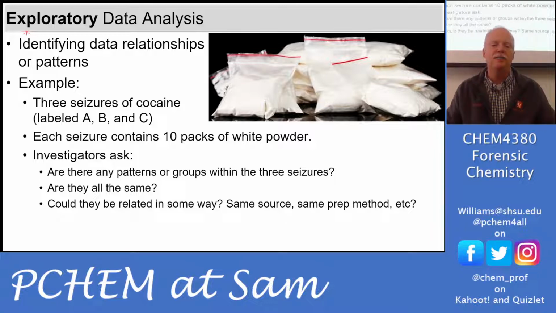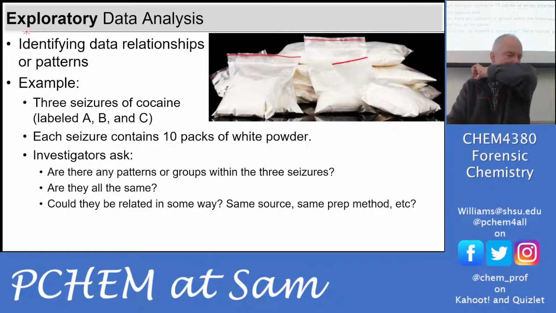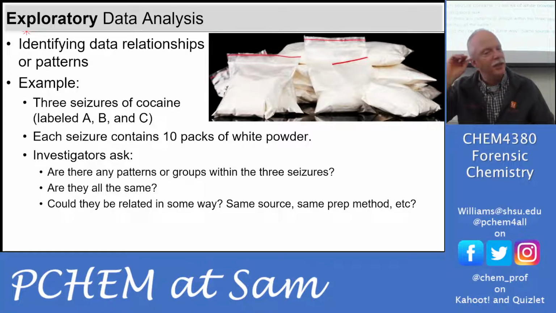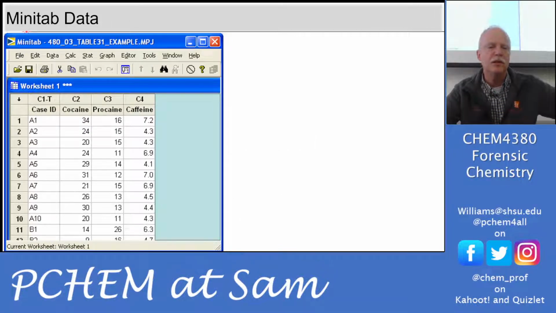Okay, so that's the question. Are these 3 seizures from the same batch? Are they the same in their concentrations? Or are there any patterns within the groups? Could they be related in some way? Are they from the same source or same prep method, and so on? So they'll analyze these for different substances, and they found 3 substances in each bag, and we'll see what those are. Those substances are cocaine, procaine, and caffeine.